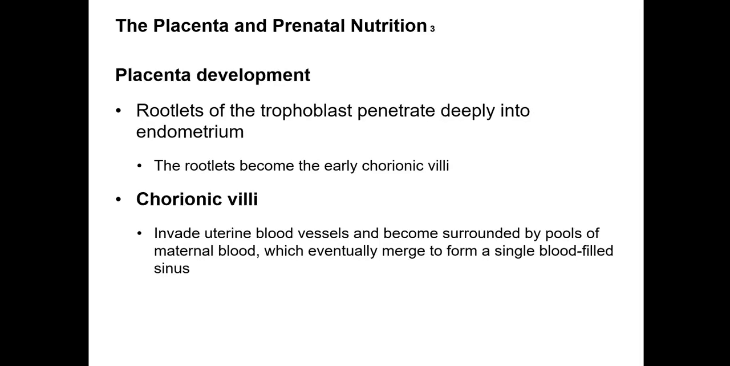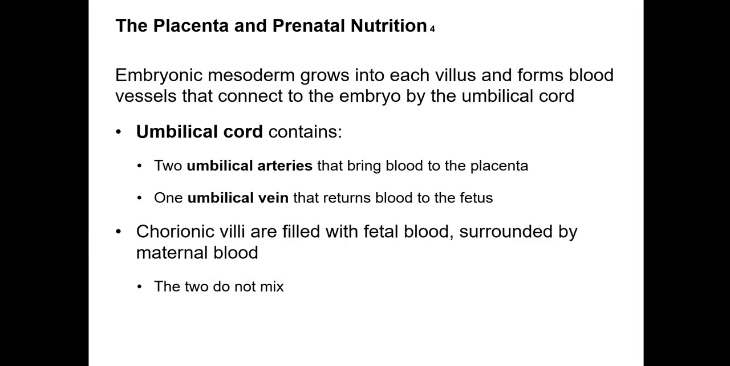So the placenta will develop thanks to rootlets of that trophoblast that we mentioned in the last video, penetrating into the lining of the endometrium, and those rootlets will end up becoming these chorionic villi. These are going to be invading the uterine blood vessels and kind of being surrounded by pools of blood from the mother's body, and then they will eventually merge to form a single blood-filled sinus, which will again consist of blood from the female's body, which can provide nourishment to that developing fetus or embryo.